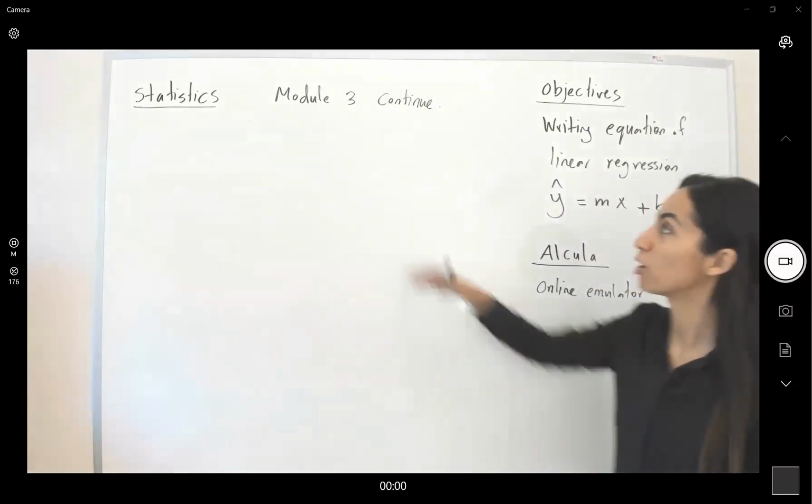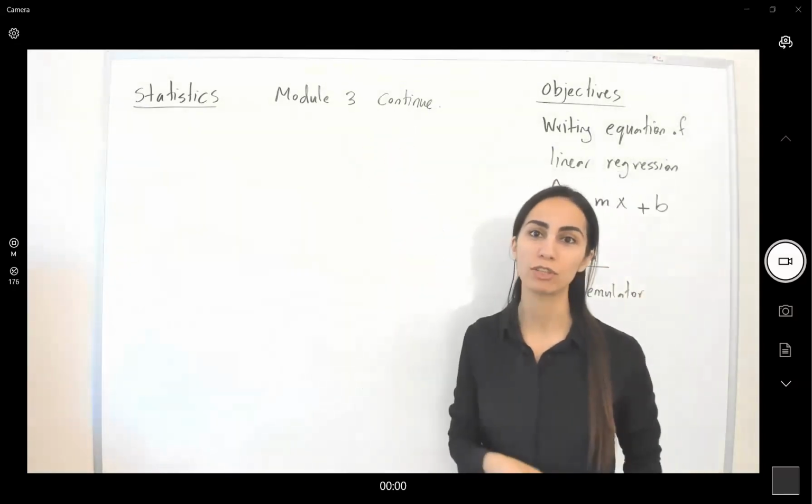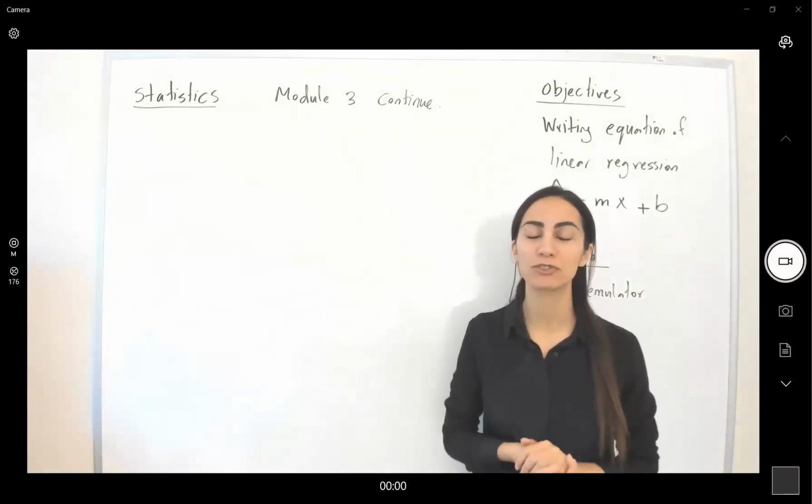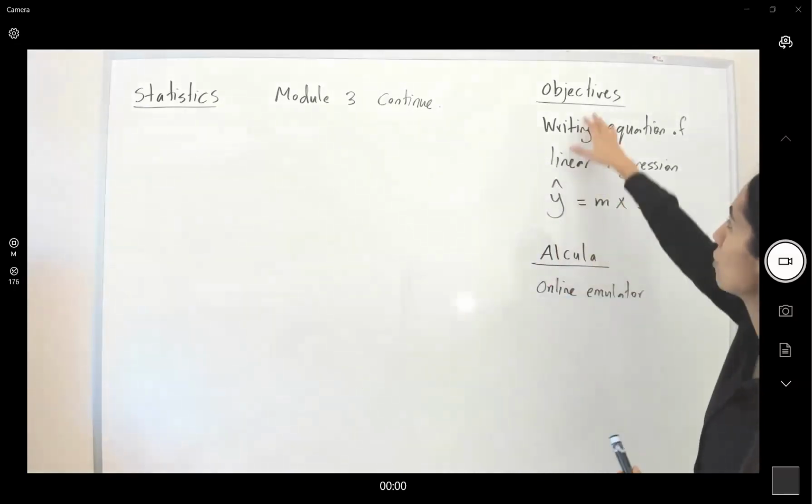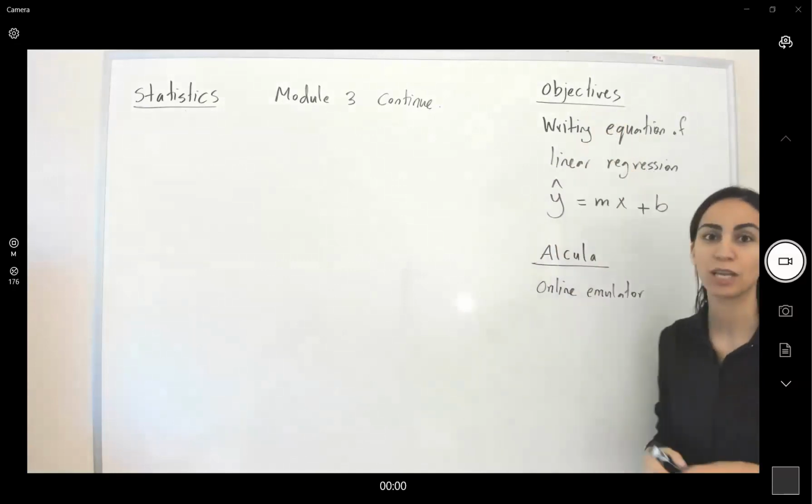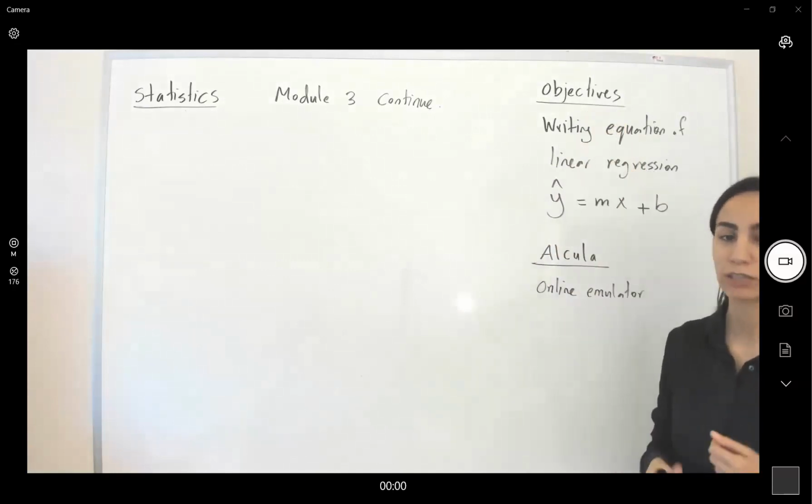So we are still on module 3 and we're going to hopefully finish the majority of module 3 to get ready for exam 3. So the objective for today's lecture is to be able to write down the equation of a regression line.